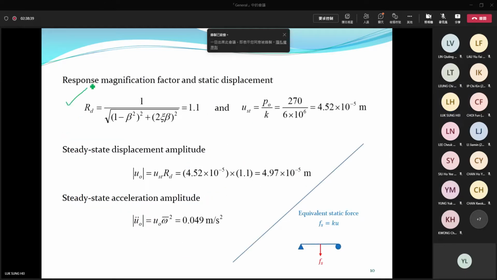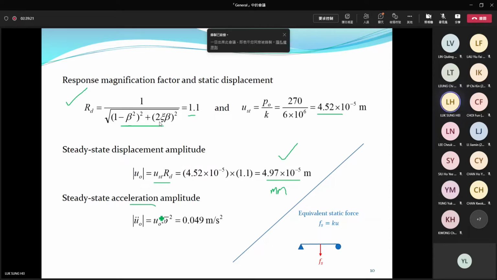RD depends on beta, depends on the damping ratio. Beta is equal to 0.3, damping ratio is equal to 1%. Put the values into the equation. RD is 1.1, UST is Q over K, this small number. And yeah, simply do the multiplications. UST times RD. You have a small displacement at steady state. You may convert this to millimeter if you like. For displacement, we normally use millimeter in practice. But here I use meter. I did not do the conversions.